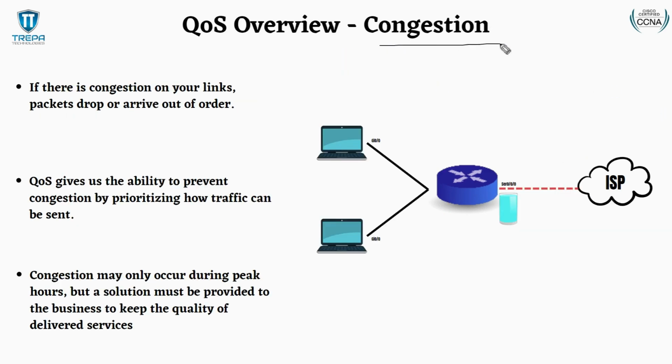Another thing we want to go over is congestion. This is the whole reason for QoS. You don't need to implement QoS if there is no congestion on the network. What QoS can do is prevent some of that congestion by prioritizing how traffic is sent. And sometimes QoS may not always be in use on your network. Maybe during your peak hours, let's say business deals are getting done from 2 to 5, that's when you need QoS. So we configure QoS all the time, but it matters for those peak hours where we're getting congestion.